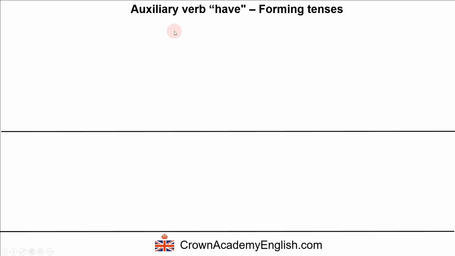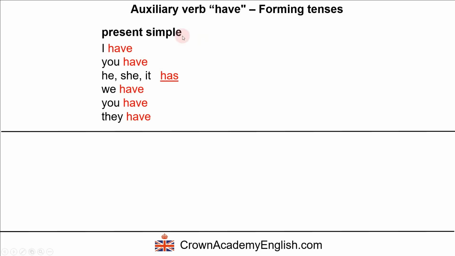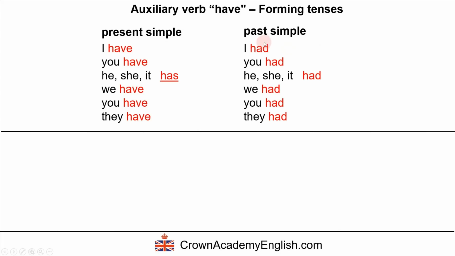Let's now look at the auxiliary verb have and forming tenses. Let's start with the form of have. Present tense is I have, you have, he, she, it has with an S, we have, you have, they have. The past simple is the same for all subjects. Had. Okay, I had, you had, etc.